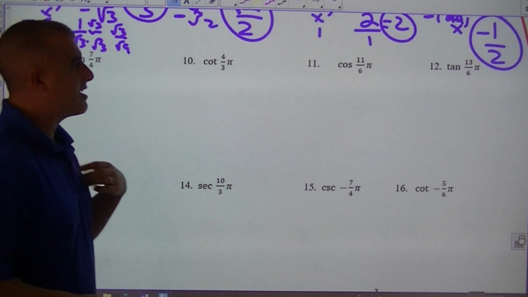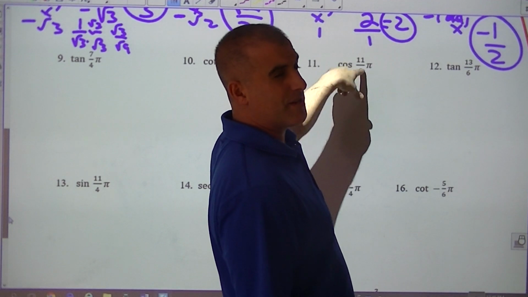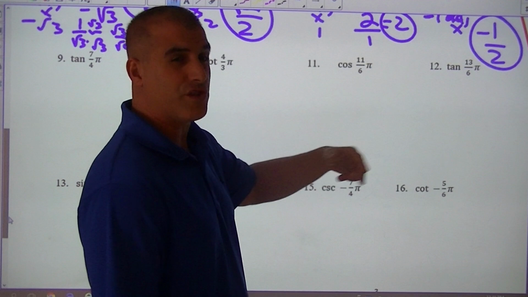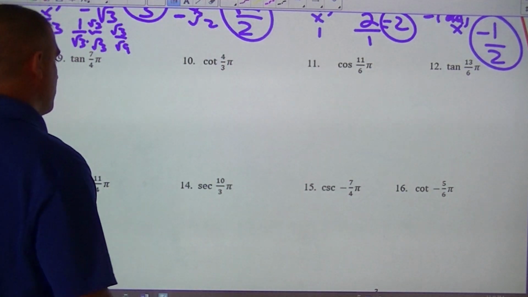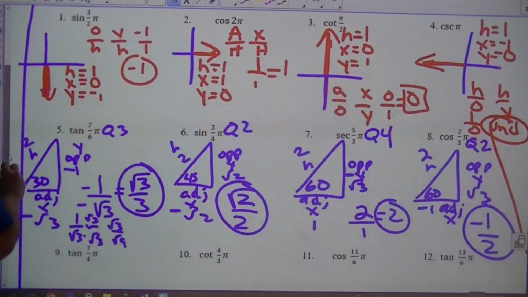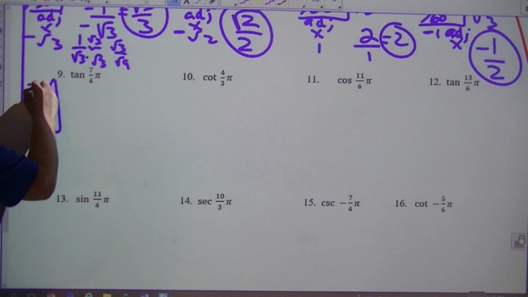The only thing you might have to be careful of is when you get into these bigger numbers is to make sure that this number doesn't go into here more than 2. Because if it goes in more than twice, you have to subtract 2 pi, which we'll get to in a little bit. Now this one will be the 45-degree triangle.